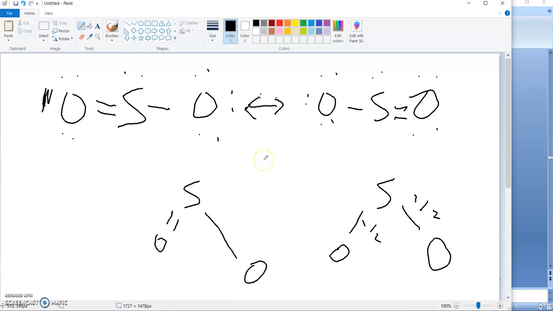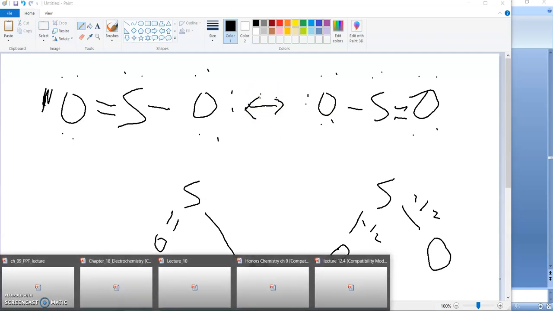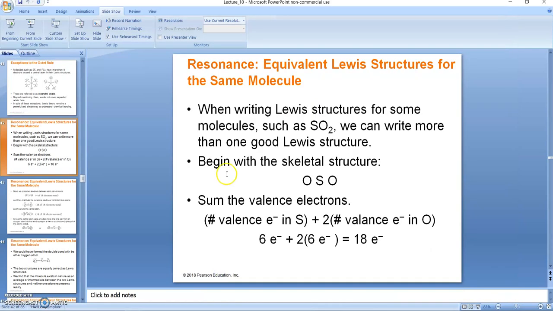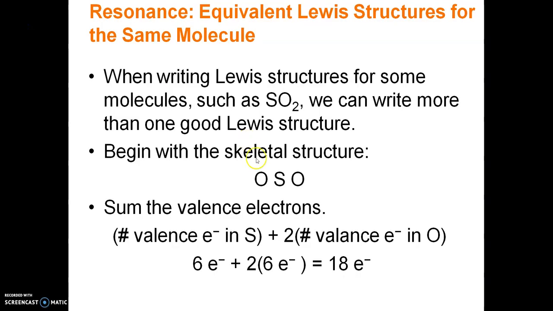Okay, so again, if you have resonant structures, if you have two or more possible structures you can draw, we say we have resonance. We draw both or all the possible structures, and then we draw a double-headed arrow between them to indicate there's resonance. So let me come back to the PowerPoint, and they'll walk us through that a little more slowly, I guess.